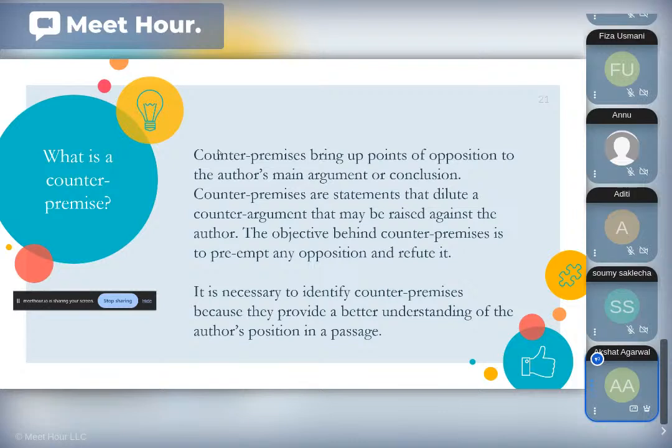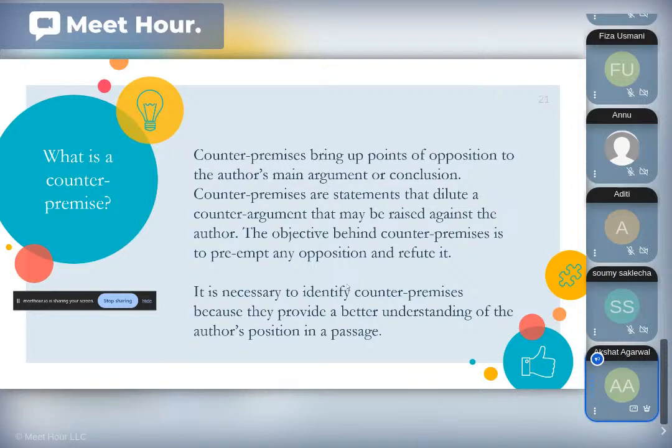So you see a contradiction here. Earlier, the author is criticizing the government. Then they change their stance, and based on this changed stance, they arrive at a different conclusion. That is the objective of a counter premise, right? So counter premises are important because they give you the nuance of the passage.